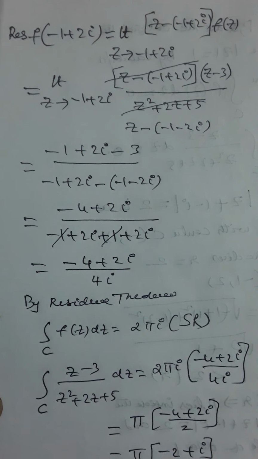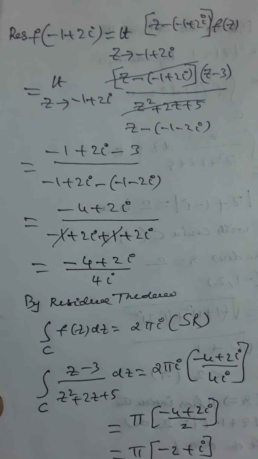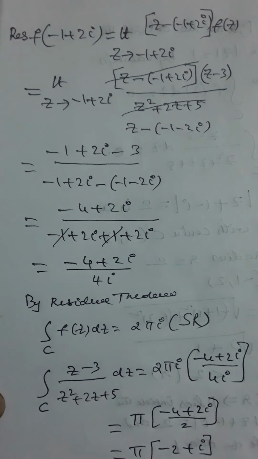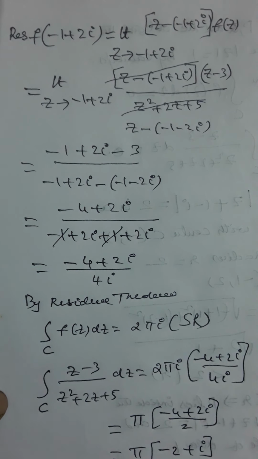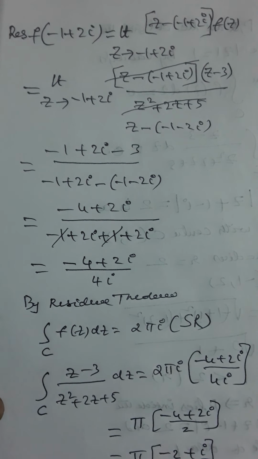Part c: mod z plus 1 plus i is equal to 2. Do homework, same as above part b.